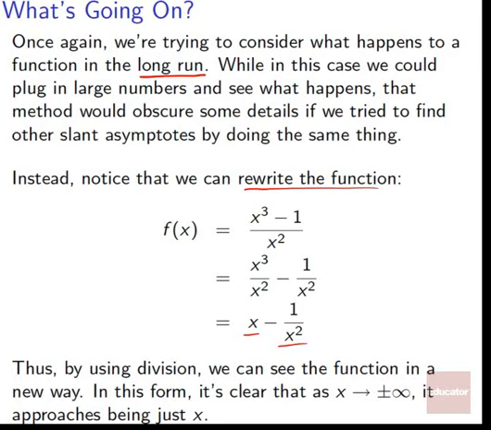In this form, it's clear that as x goes to positive or negative infinity, this part right here, since it's 1 over x squared, is just going to get crushed down to 0 by its much larger denominator. But the x here will just continue plugging on. It'll just keep moving forward. So in the long run, as we get to very large x, this part goes to 0, but x continues going out, so effectively, the function will become just x.